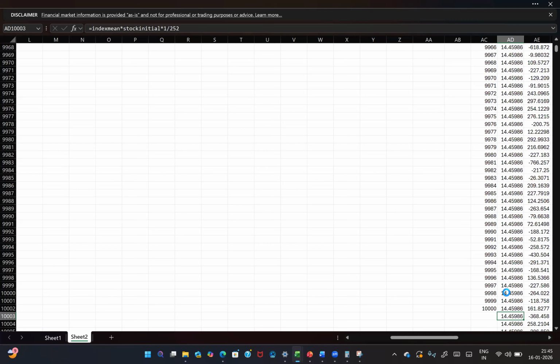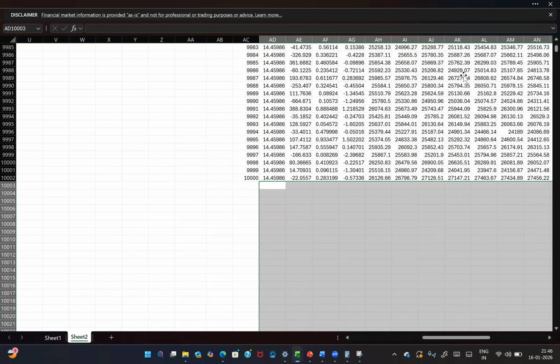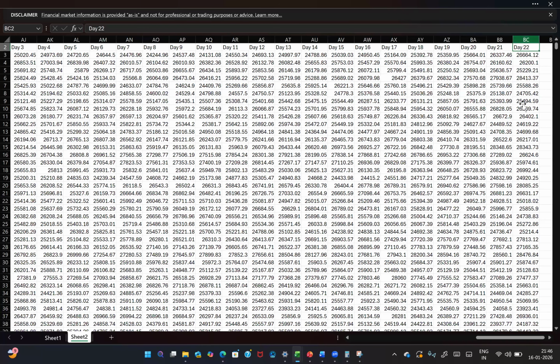So selecting what is not needed and deleting it. Okay, we're done. So the last column BC is going to give us the ending index value.